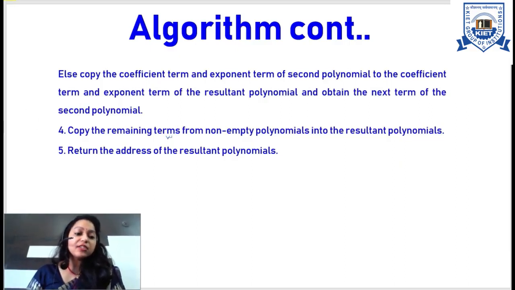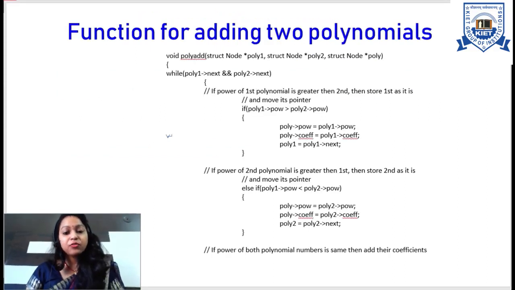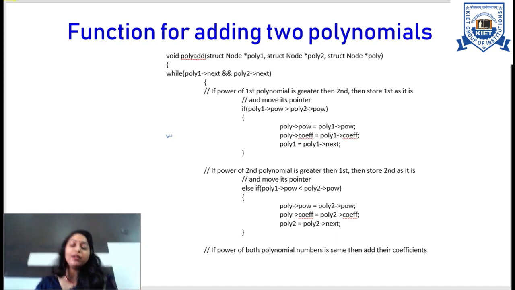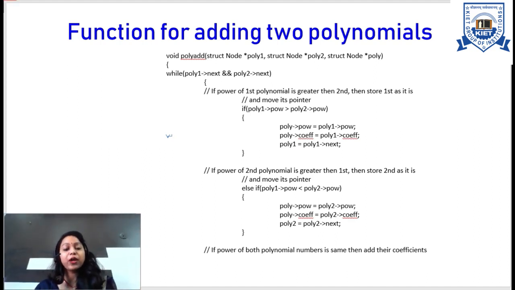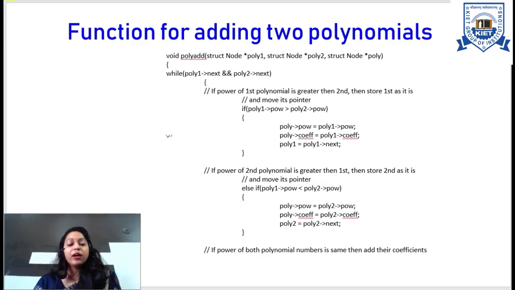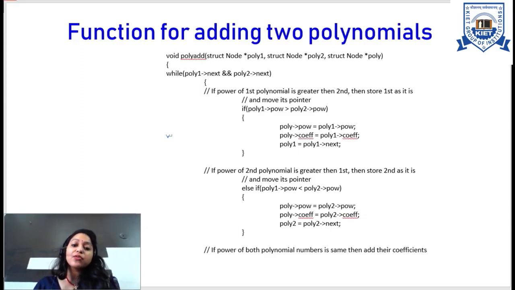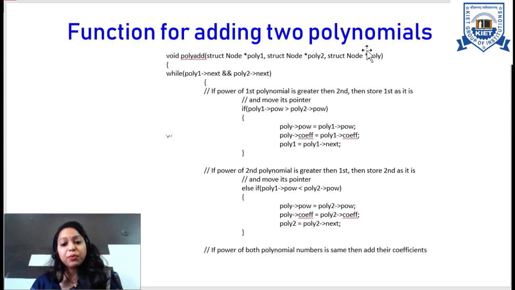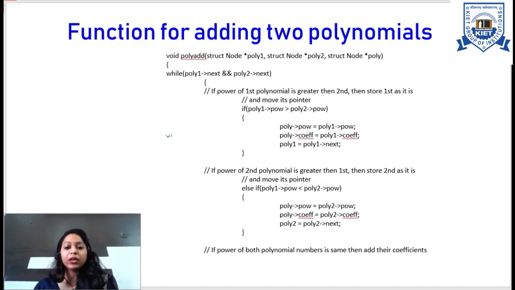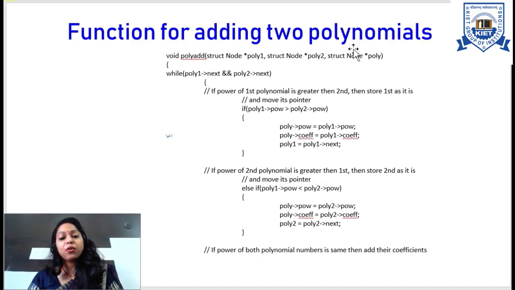Okay, so this is the polynomial addition algorithm. The same algorithm we have used to implement. We have created a function for adding two polynomial equations. In this, the struct node poly1 is the address of the first node of the first polynomial, and poly2 is the address of the first node of the second polynomial equation. This poly is for the resultant polynomial equation. Okay, so we have the address for all three.